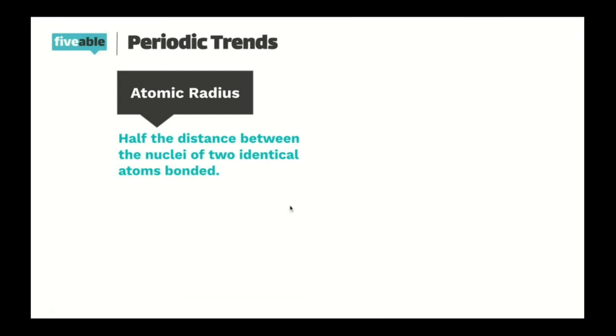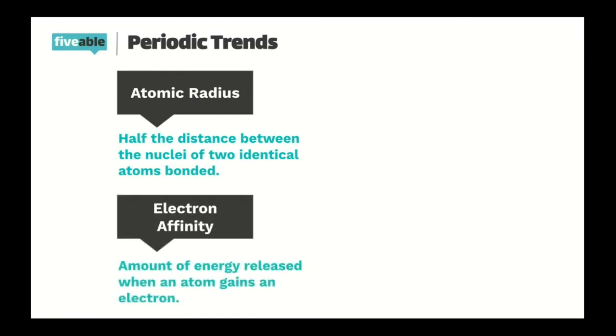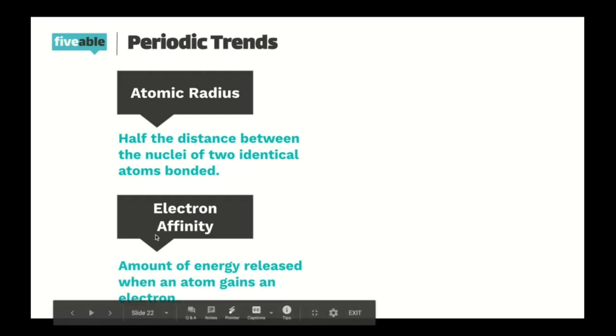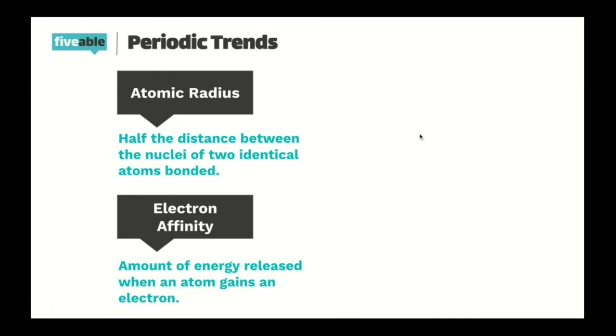The atomic radius is referring to half the distance between the nuclei of two identical atoms bonded together. To be perfectly honest, this is just referring to the atomic size, the size of the atom. Electron affinity refers to the amount of energy released when an atom gains an electron. This one comes up so often, but it's not really that common of a periodic trend.